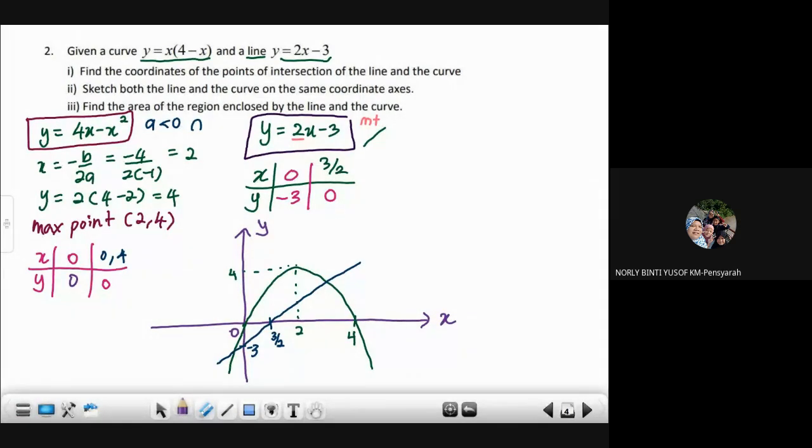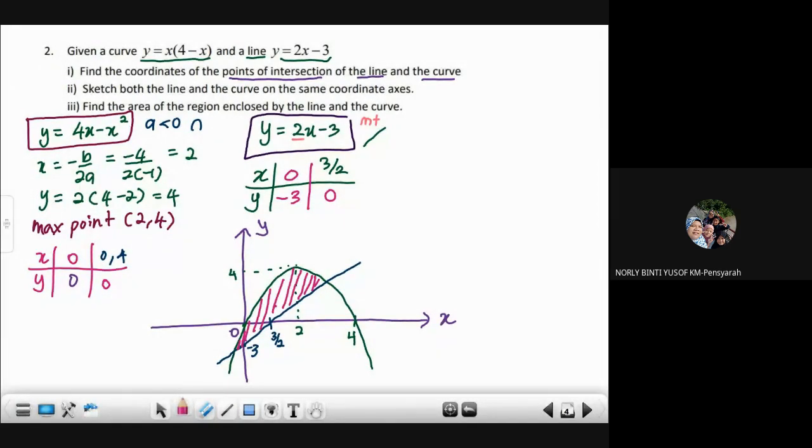Soalan nak suruh you cari point of intersection between line and curve. Tapi sebelum you cari, you tahu sekarang graph siapa kat atas? Curve kan? So curve tolak line, tu bila nak cari shaded region lah. So shaded region yang you kena shade adalah kawasan dia dekat sini. Okay, this is your shaded region.